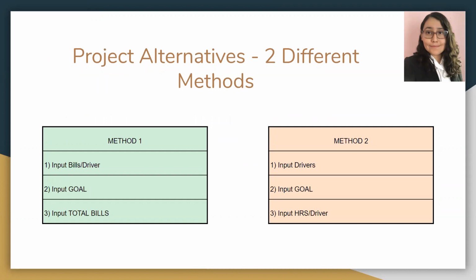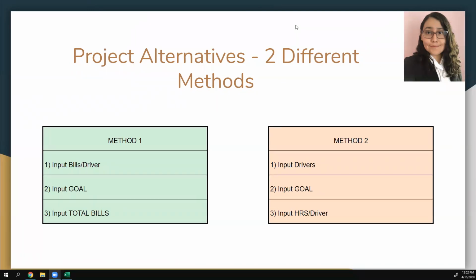So in order to calculate the number of equipment needed to accomplish set goals, we came up with 2 different methods. The first method involves inputting bills per driver, the goals, and the total bills. And the second method involves inputting the number of drivers, the goal, and the hours per driver. The company can use either method depending on what information they have available.